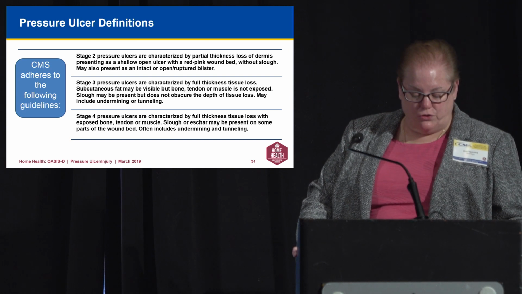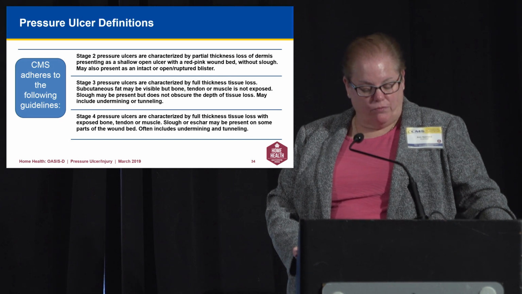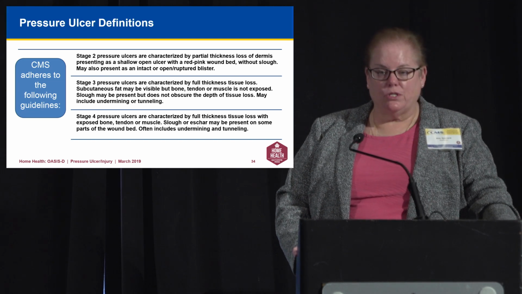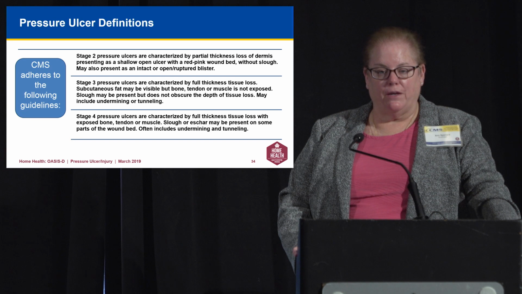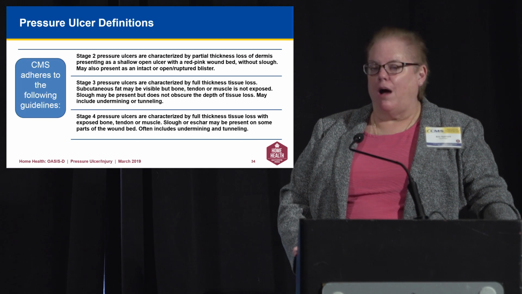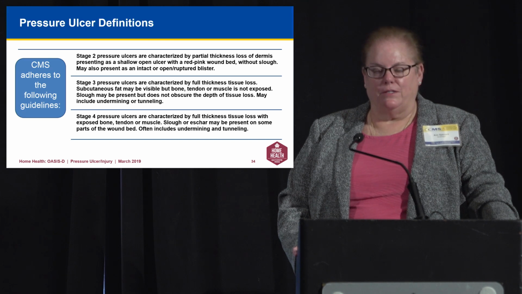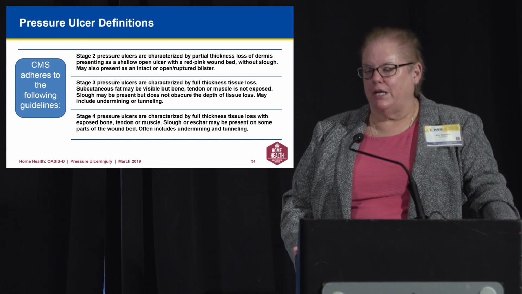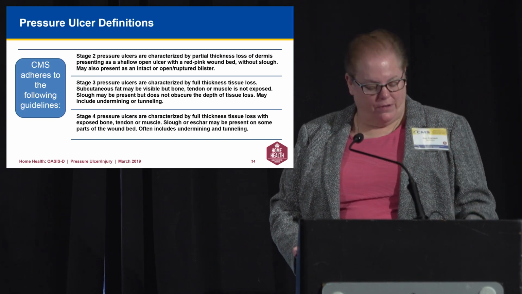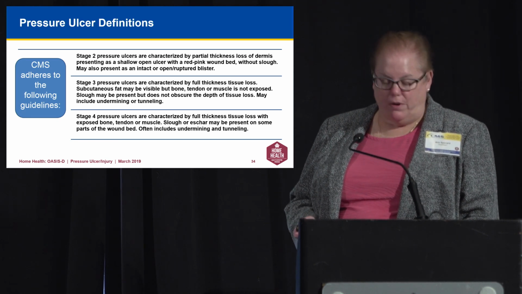Stage 2 pressure ulcers are characterized by partial thickness loss of dermis, presenting as a shallow open ulcer and a red-pink wound bed. And what is the biggest caveat? Without slough. If you have slough, can it be a stage 2? No. Okay, good. Singularly, probably one of the most important training points for your staff. I think that is, when you look around and people will describe, they'll say it's a stage 2 because it's superficial, and then they describe this yellow slough. If you have yellow slough, it cannot be a stage 2. It also can present as an intact or open or ruptured blister.